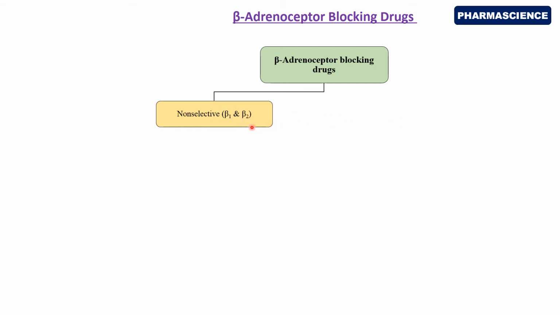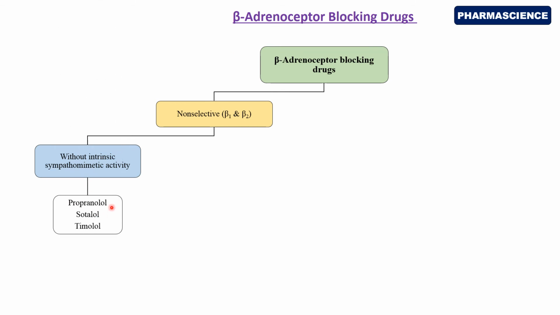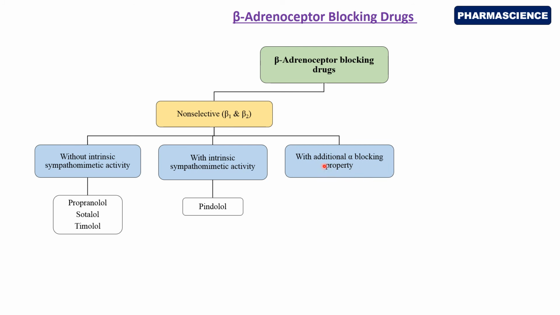The non-selective type is again divided into three major classes. First class is without intrinsic sympathomimetic activity. Examples of this class are propranolol, sotalol and timolol. These are the examples of without intrinsic sympathomimetic activity. Second class of non-selective type is with intrinsic sympathomimetic activity. Example of this class is pindolol. Third class of this non-selective category is with additional alpha blocking property. The examples of this class are labetalol and carvedilol. So these are the three classes which are under the non-selective type.